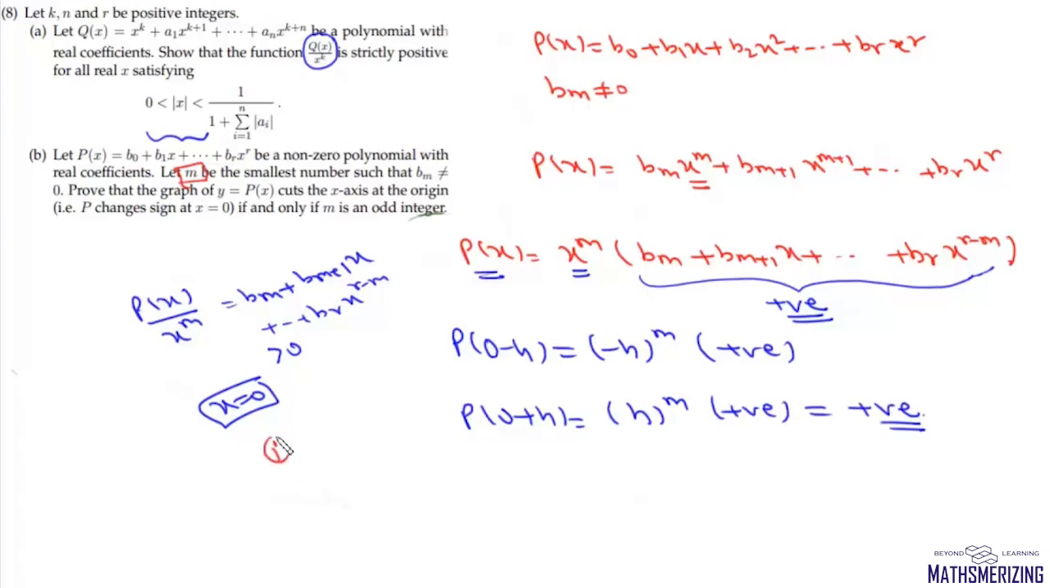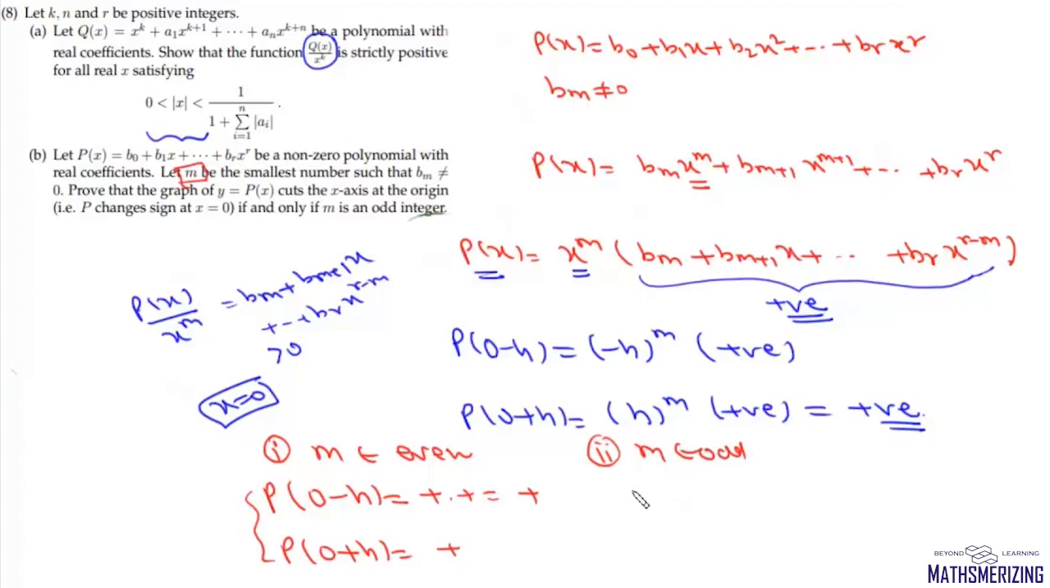Now we'll take the first case when m is an even number. So if m is an even number, then in that case p 0 minus h will be minus h to some even power, which is positive. So it will be plus into plus. So it will be plus, and then p 0 plus h will also be positive. So there is no sign change at x equals to 0. So this graph does not cross the x-axis at the origin if the value of m is even.